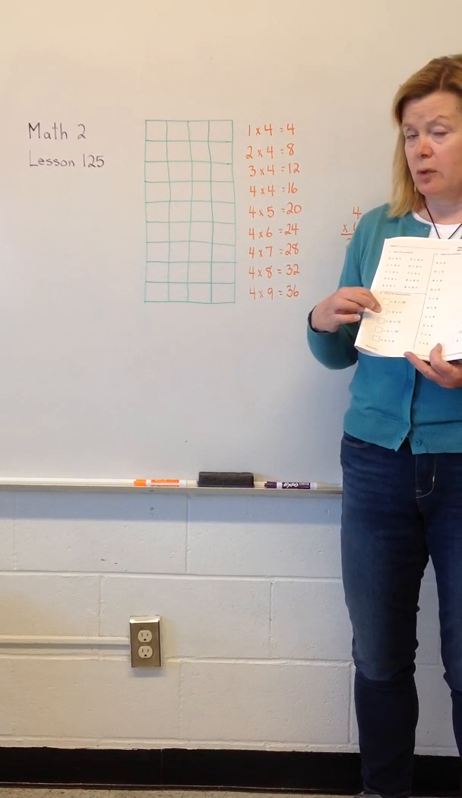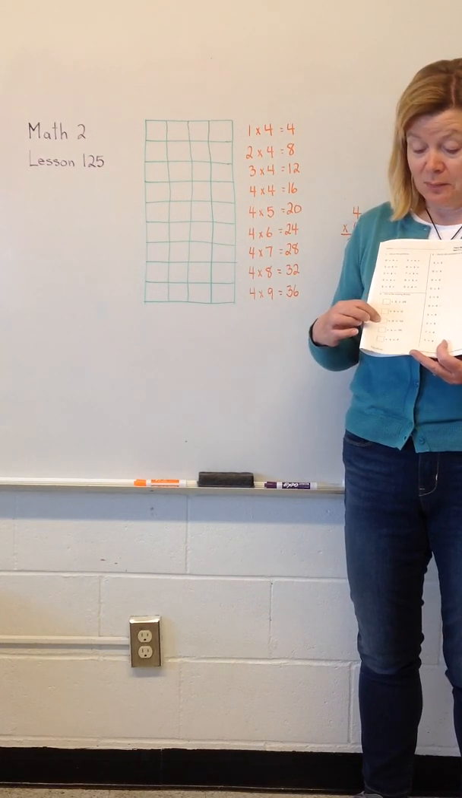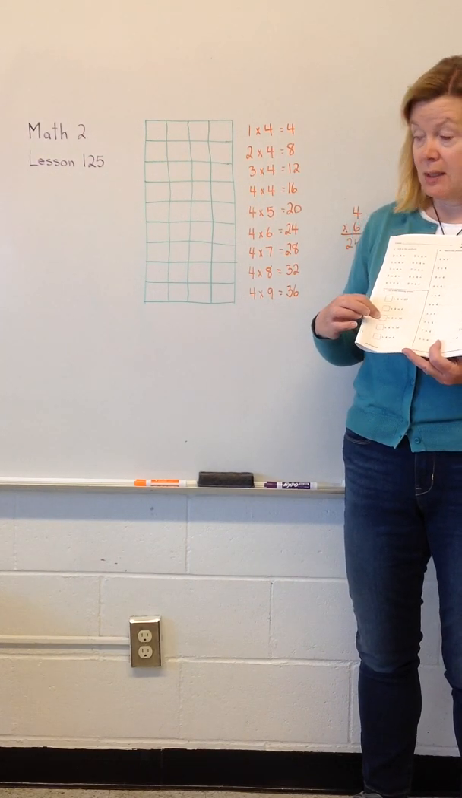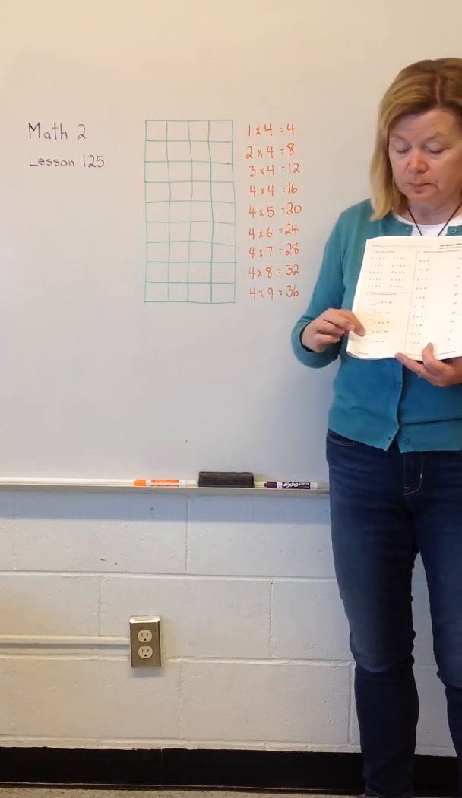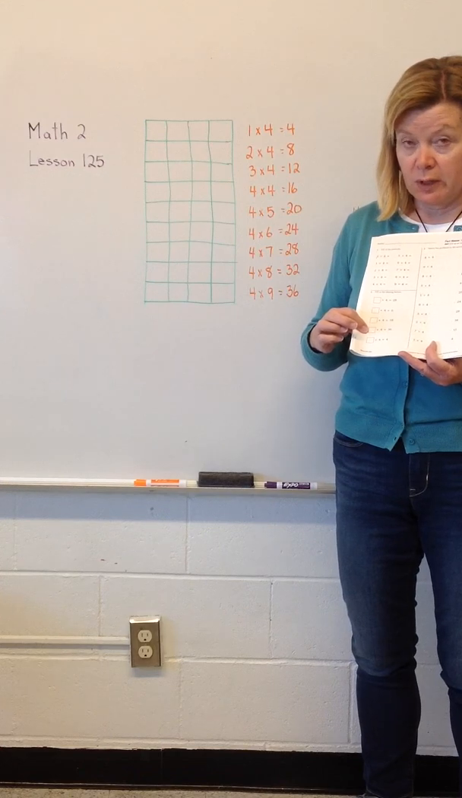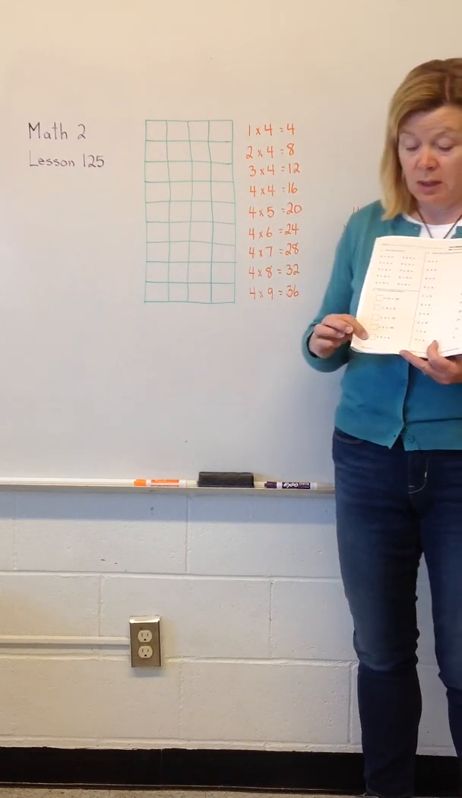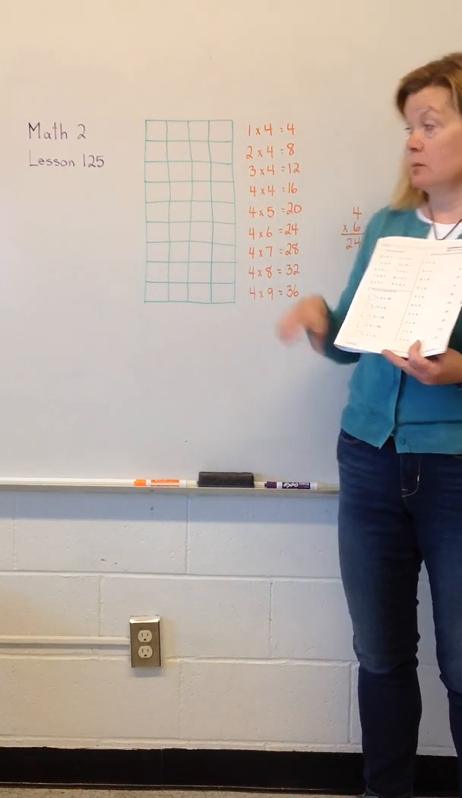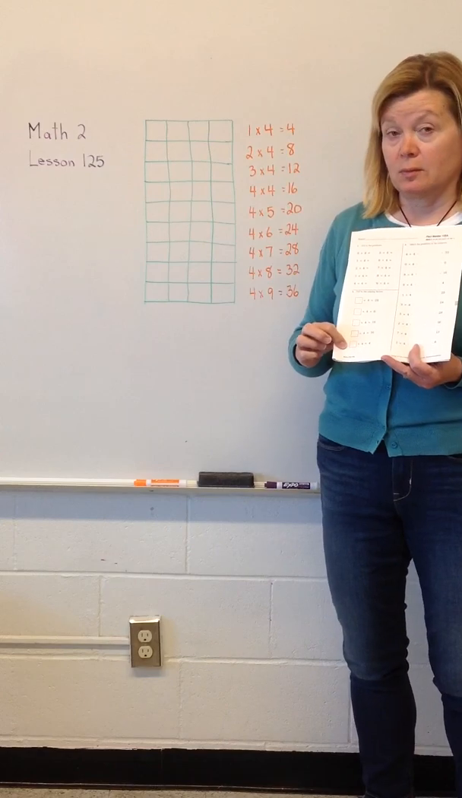How many groups of 4 do you need to equal 0? You should know this one. 0. How many groups of 4 equals 16? Here's our 16. We need 4. How many groups of 4 equal 36? 9. And how many groups of 4 equal 4? 1. That's what you should have in there.